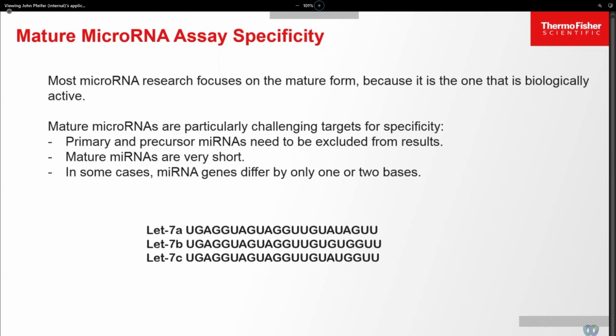In addition, the mature form is very short. I mean, how do you find enough room for two primers and a probe? That's a challenge. And many of these microRNA genes only differ by, say, one or two bases. So that presents a significant specificity challenge.